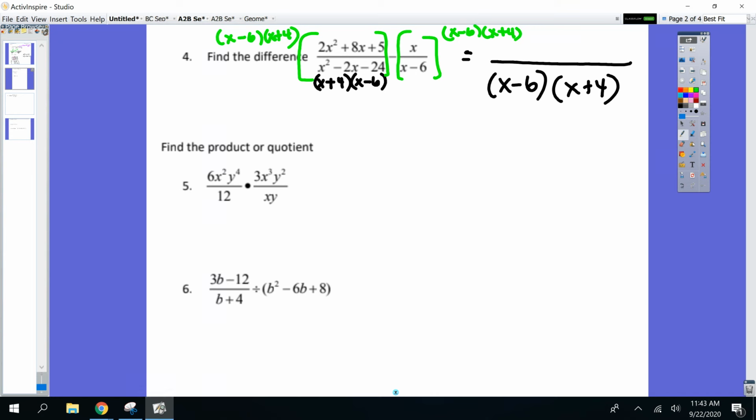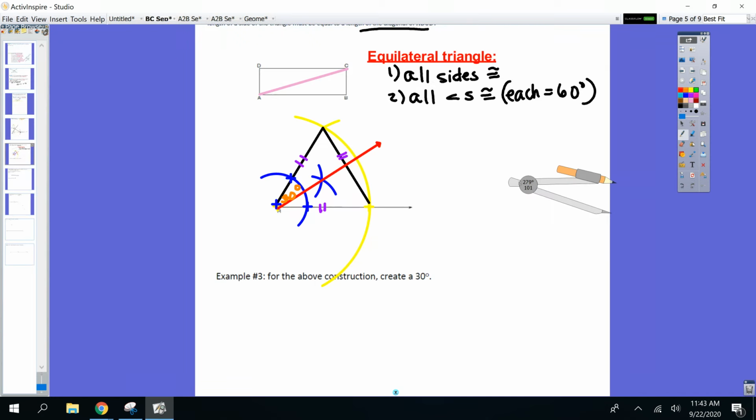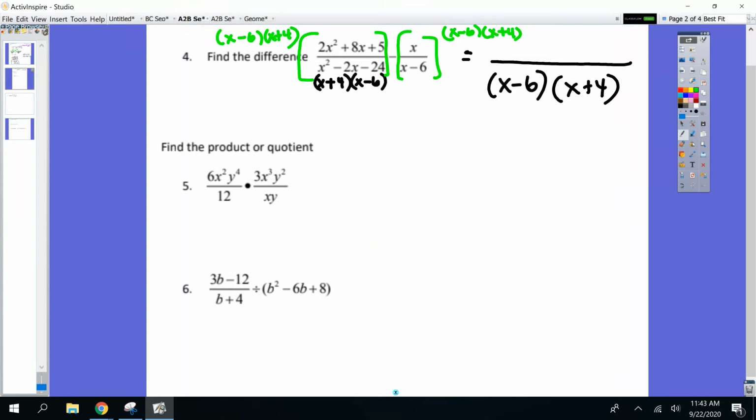Okay, well, hold on. Get back here. You see how you have an x plus 4 and an x minus 6 on the bottom, right? And what do you have on top? 2x squared plus 8x plus 5. But I'm multiplying all that by x minus 6, x plus 4, the common denominator, right? So what's crossing out here? You would cross out the x plus 4 and then x minus 6. All of it, right?